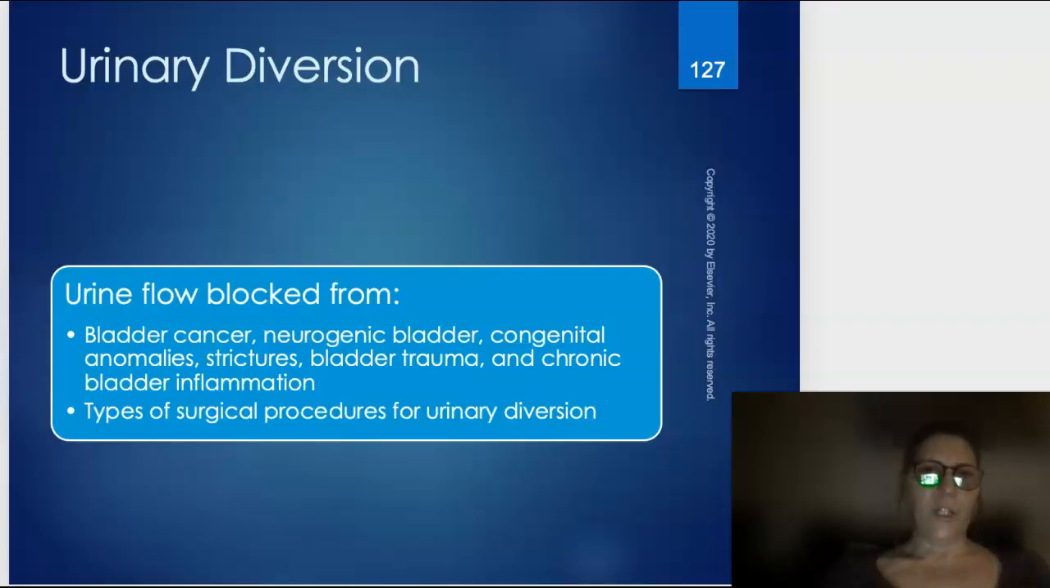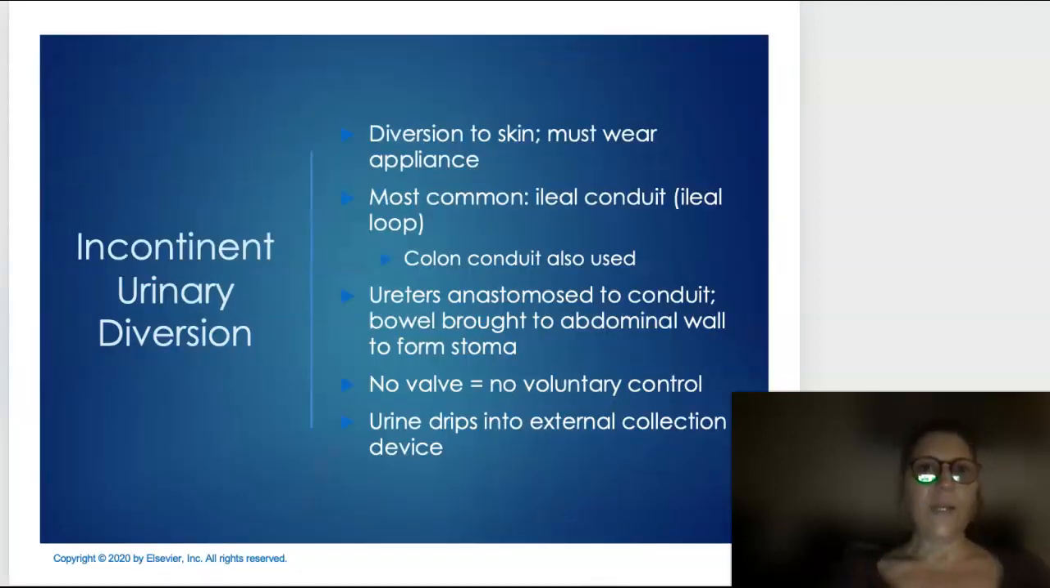A urinary diversion, if there is urine blocked from bladder cancer, neurogenic bladder, congenital anomalies, all the things we've talked about. So there are types of surgical procedures for a urinary diversion. So an incontinent urinary diversion, it's a diversion to the skin. They must wear an appliance. The most common is an ileal conduit. The ureters are anastomosed to the conduit, and the bowel is brought to the abdominal wall to form a stoma. No valve equals no voluntary control, and the urine drips into an external collection device.